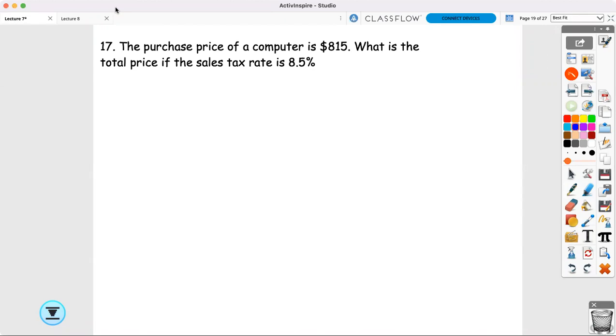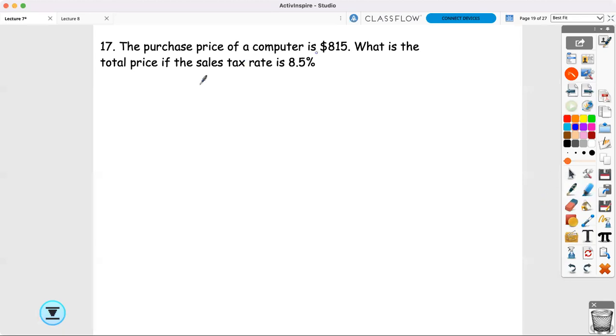So the purchase price of a computer, so to find the total price, what's the first thing we need to find, guys? Can anyone shed some light? What do we have to find first? Well, the total price is sales tax plus purchase price. We know the tax rate, we just don't know the sales tax. So we find that first.